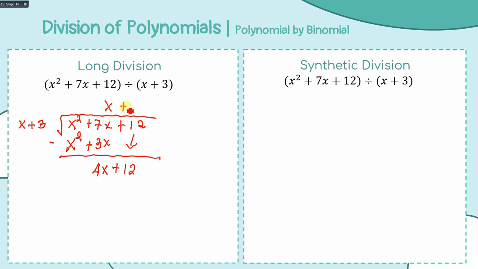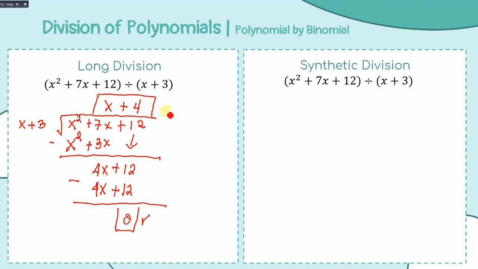Okay, and then again, multiply 4 to the x plus 3. So 4 times x, we have 4x again, and 4 times 3, we have positive 12. Okay, and then do the subtraction operation, and then this will become 0. So the remainder would be 0. We have no remainder, and the answer would be x plus 4.